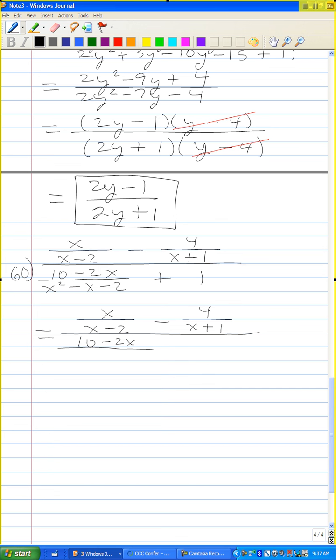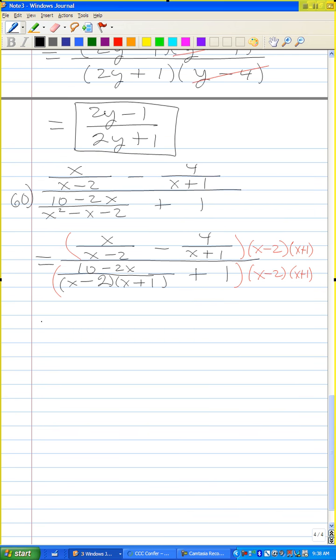This factors into, well, it's a monic polynomial, so I'll just bring down the x's. I have a negative, so I'll bring down the negative; negative times negative is positive. I want two whole numbers whose product is 2 and whose difference is 1. 2 and 1. And so the least common denominator is just x minus 2, x plus 1. And so let's multiply that out.